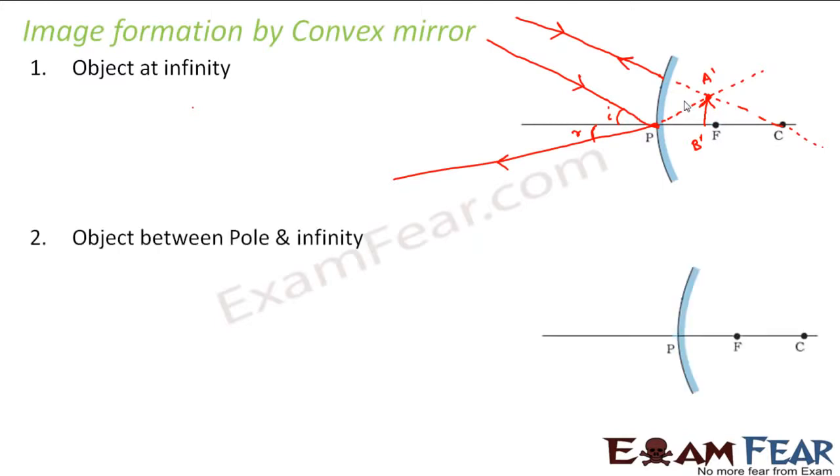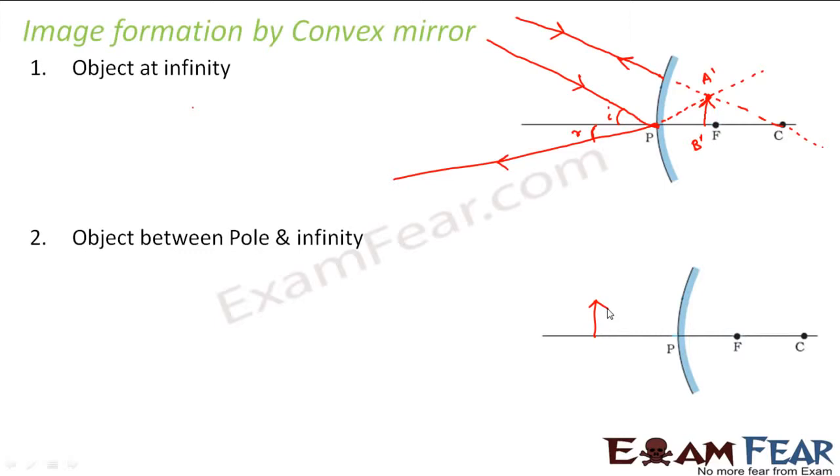Now let us look at the second case where the object is placed anywhere between pole and infinity. In case of a concave mirror, we discussed each location separately. But here we are just discussing any location between pole and infinity. We are not specific about center of curvature, focus and so on. Why? Because here the behavior of the image will remain the same. Everywhere it will be a virtual image that will be formed. And moreover, here the focal length, the focus, the center of curvature, everything is virtual.